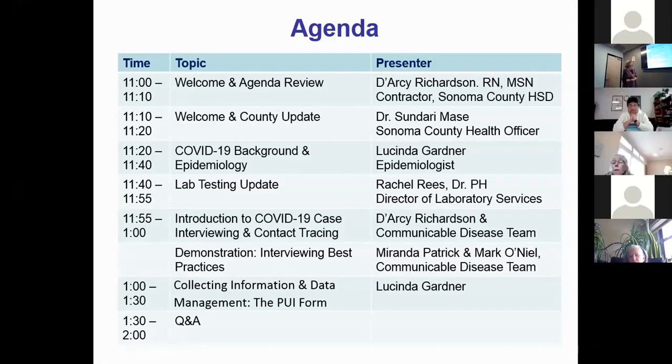So after this brief introduction and the agenda review, Dr. Sundari Mace, who is our County Health Officer, will be giving us a welcome and just a brief update and background on why we're doing this. Then Lucinda Gardner will provide us an update on and some background on COVID-19 itself and the epidemiology specifically in Sonoma County as well as globally. Rachel Reese, who is our Director of Laboratory Services, will give us a lab testing update.